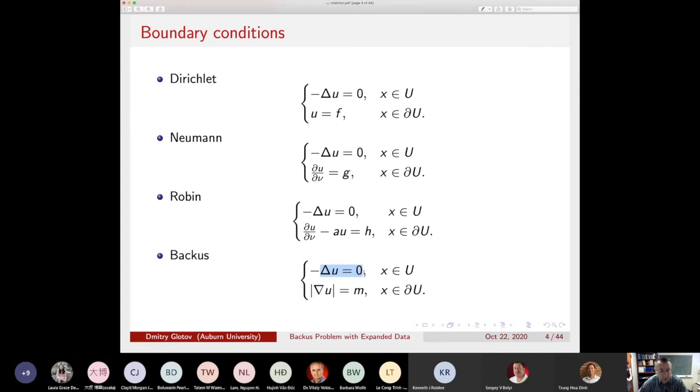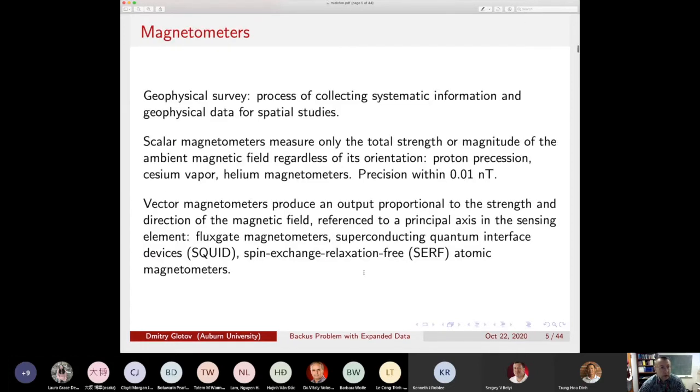the domain? And so in contrast to the Dirichlet, Neumann, and Robin problems, the Backus problem is nonlinear. If you take a linear combination of harmonic functions, there's no way to guarantee the magnitude of the gradient on the boundary. This problem arises in geophysics. Geologists are interested in describing the magnetic field of the Earth.